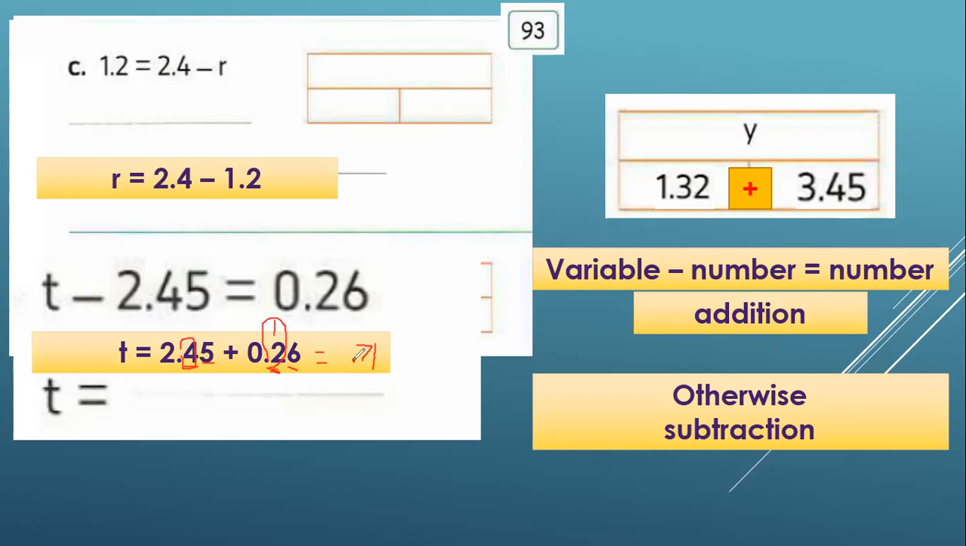Then drop down the decimal point. Go to the whole numbers. Here we have 0 and here we have 2, and we add the two numbers. 2 plus 0 equals 2. So the answer is 2.71. Okay. Do you have a question? Have you understood?